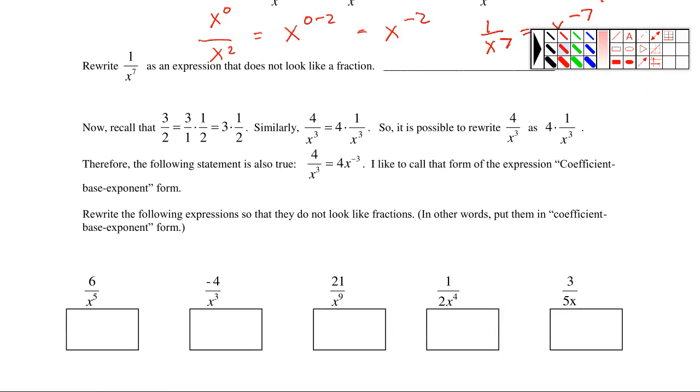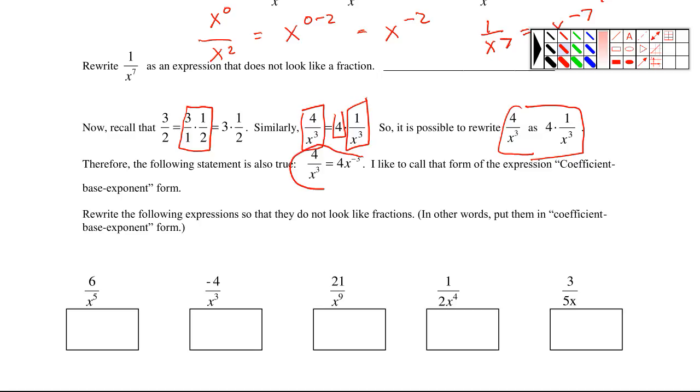Here's a little fraction review. When you multiply fractions, say 3 over 1 times 1 over 2, you multiply the top, you multiply the bottom. So 3 over 2 can also be written as 3 over 1 times 1 over 2, or 3 times 1 over 2. Similarly, 4 over x to the third can be written as 4 times 1 over x to the third. That means it's possible to rewrite 4 over x to the third as 4 times 1 over x to the third, which can then be rewritten as 4 times x to the negative 3.